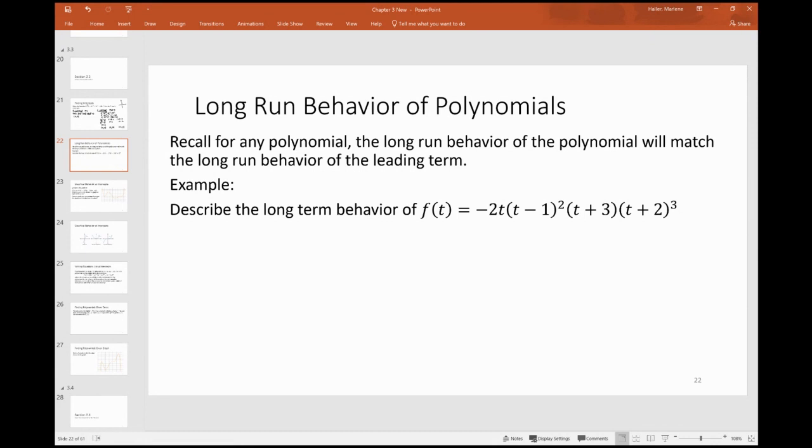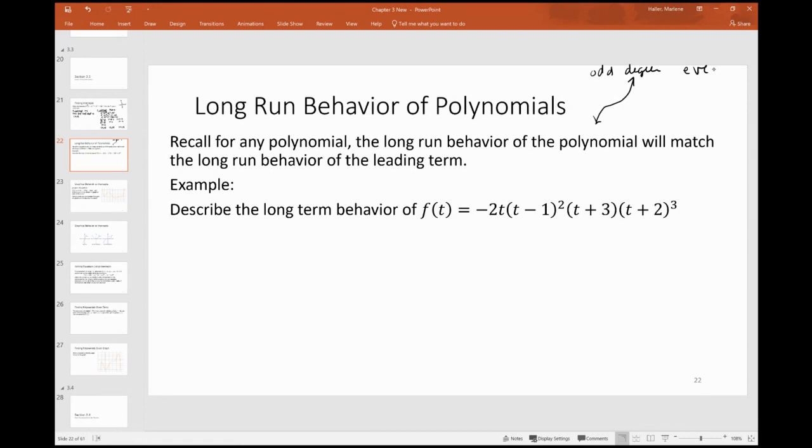The degree of the leading term tells us if the end behavior is going to be like an odd function or an even function. Recall odd function end behavior resembles the cubic function, like this. As x approaches negative infinity, y approaches negative infinity, and as x approaches positive infinity, y approaches positive infinity. That's odd degree polynomials, as far as the end behavior goes.